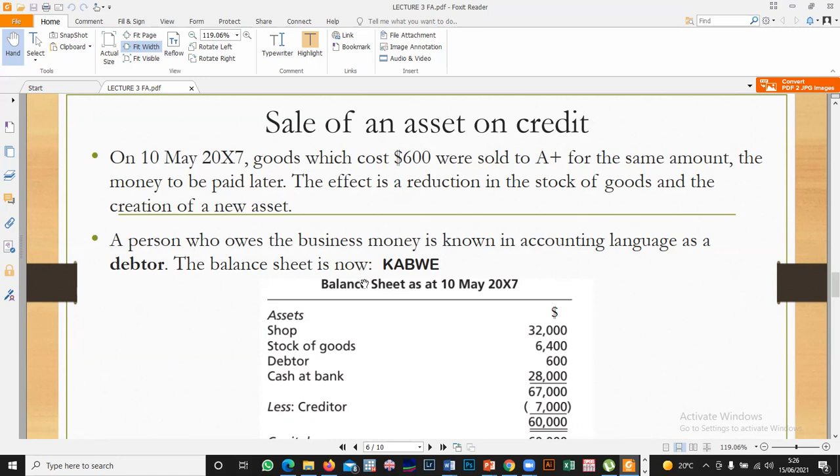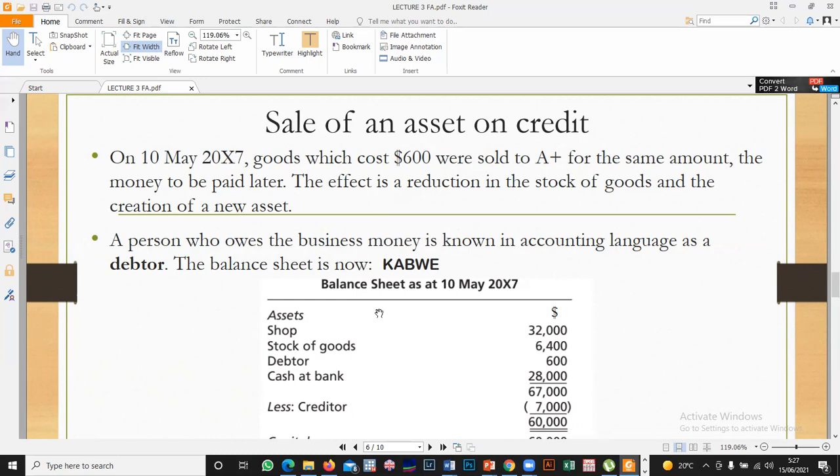Now let's look at how that plays out if we sell goods on credit. It has expanded. Asset, of course, we've got our shop there. Then stock of goods, we've got $6,400. Now we have a debtor who is now on board, $600. And as usual we've got $28,000, which is just at the bank for now. We haven't withdrawn that money yet.